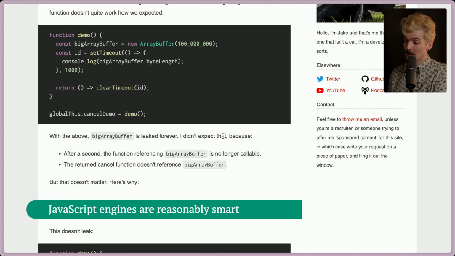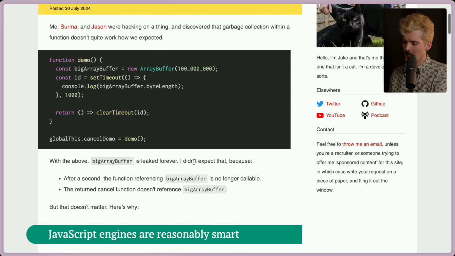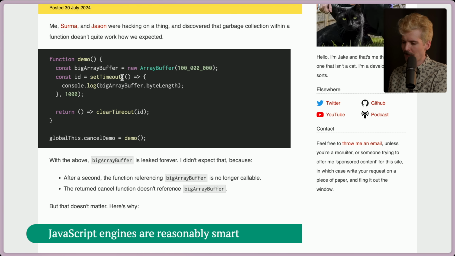This was unexpected to the crew because after a second, the function referencing bigArrayBuffer is no longer callable and the returned cancel function doesn't reference the bigArrayBuffer. Yeah, that's interesting. You would think that after this got called, it'd be fine. My assumption was if you called this clear function, that might leak because it didn't properly clean up. But just by returning the clearTimeout, it appears to be keeping this in scope.